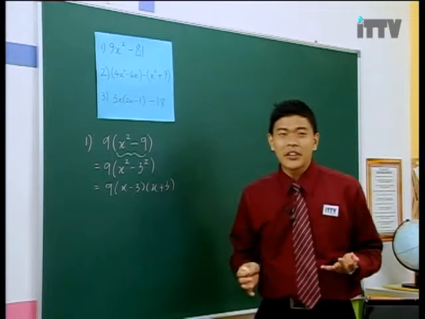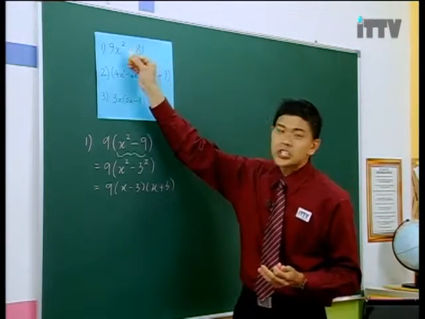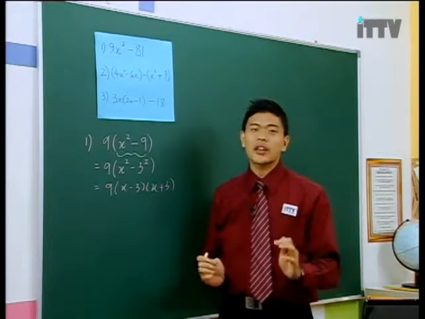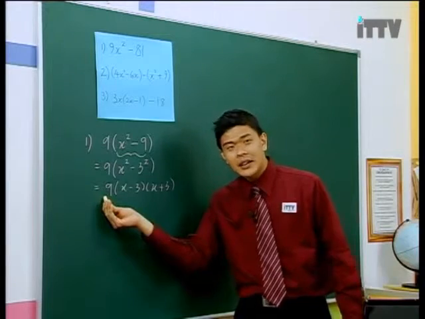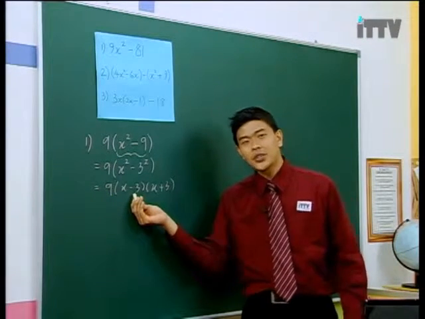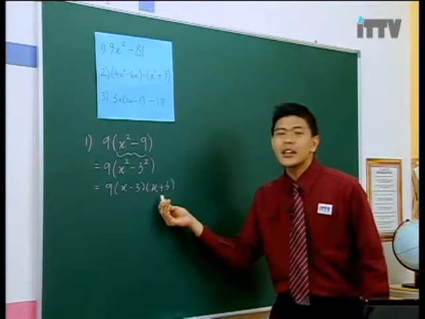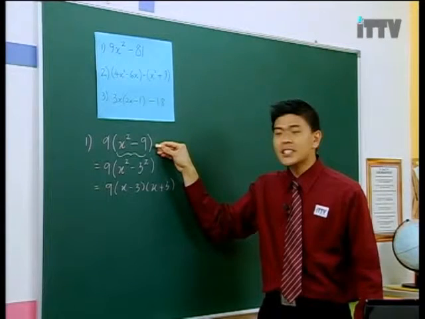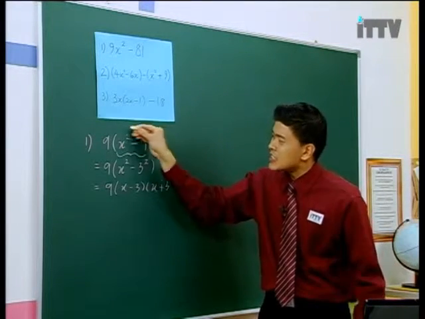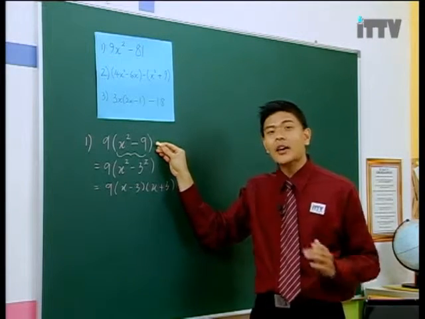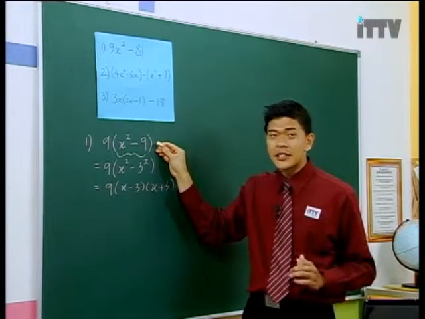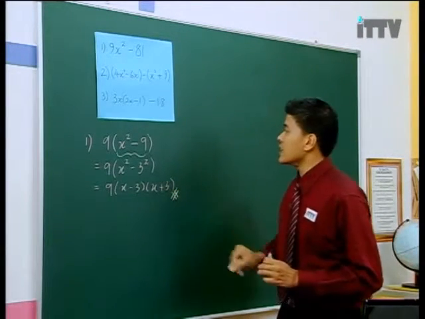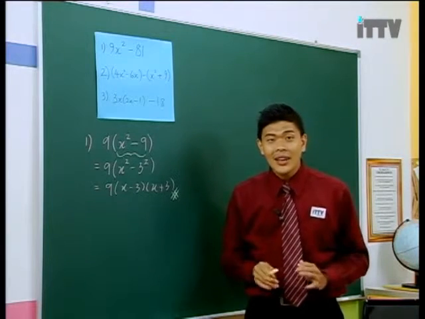So now, what does it mean by 3 factors? The whole expression 9x² - 81 factorized completely gives you 3 factors. The first factor is 9. The second factor is x - 3. And the third factor is x + 3. So if you stopped before this, your factorization is incomplete, because the expression can be further factorized by using a certain identity to be factorized completely. So this is the product of the factorization.